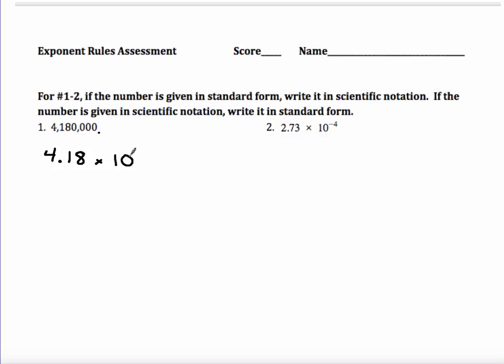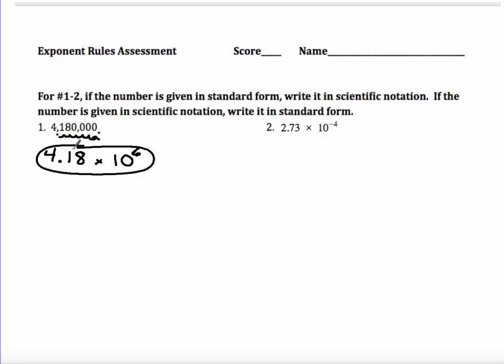So I have 4.18 times 10, and then I have to figure out how far I moved my decimal point. Notice that I have put my decimal point after the 4 right here, but originally it started after this last 0. So if I count from where I put it to where it was located, I'm going 1, 2, 3, 4, 5, 6 places to the right. So times 10 to the 6th is going to be my exponent there.